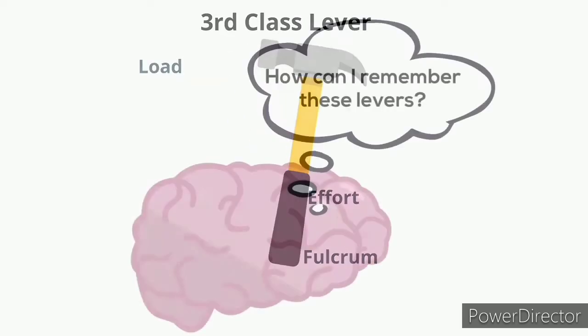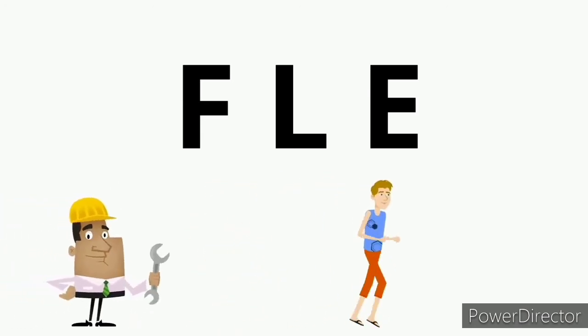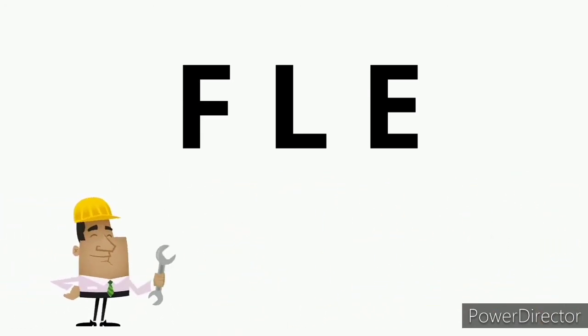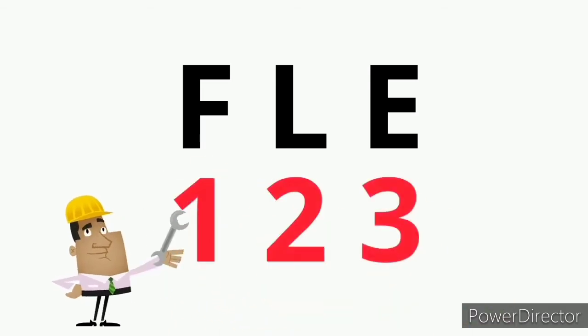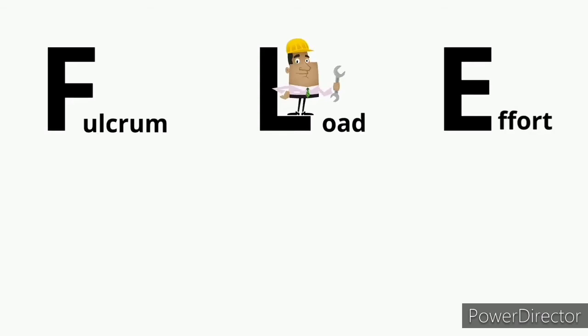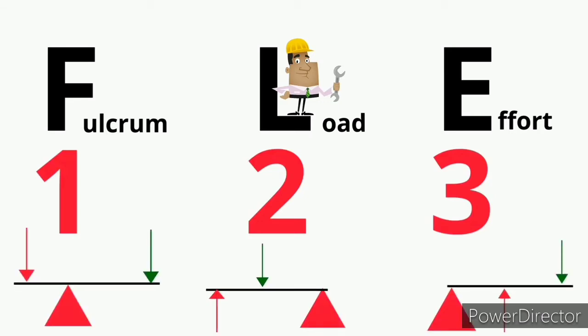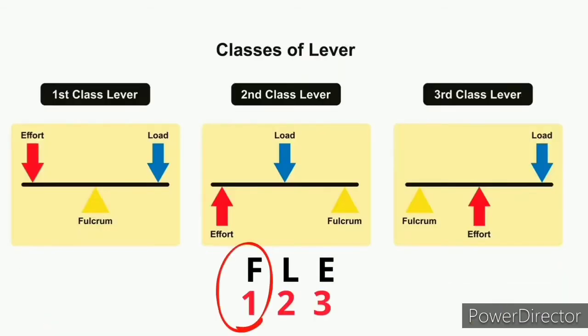Now let's take a look at this easy mnemonic device to help you remember the different class levers. First, you write out FLE, kind of like you're fleeing from someone chasing you with a lever. Next, underneath, write 1, 2, 3. The letters stand for fulcrum, load, and effort, and tell you what's in the middle. The 1, 2, 3 is the type of class lever. With a first class lever, the 1 is under the F, so it has the fulcrum in the middle.